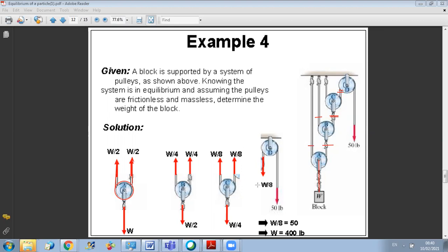Any question on this problem? Okay, so I will open a new session to continue the chapter.